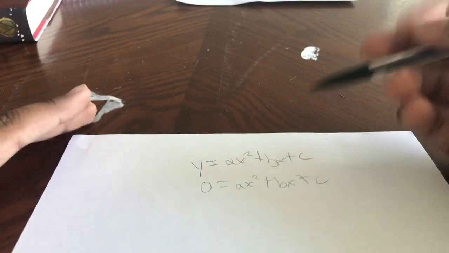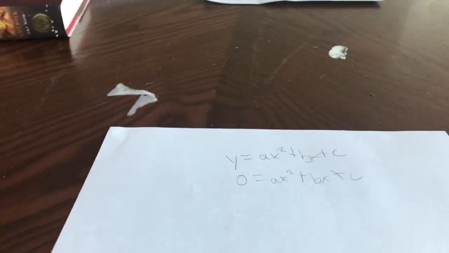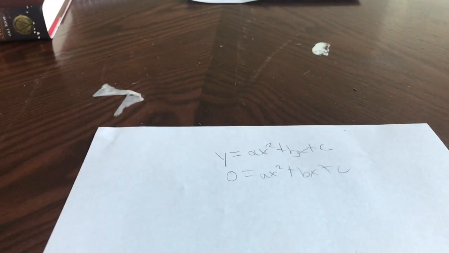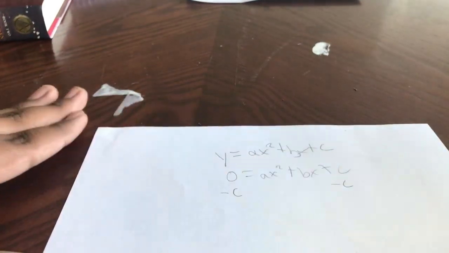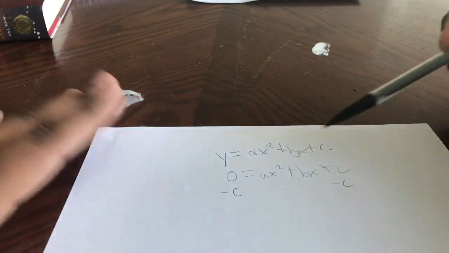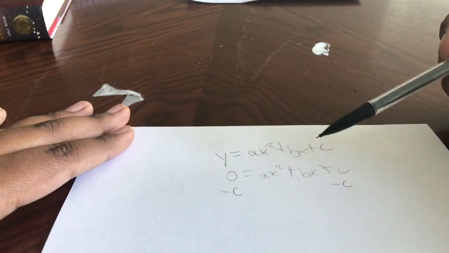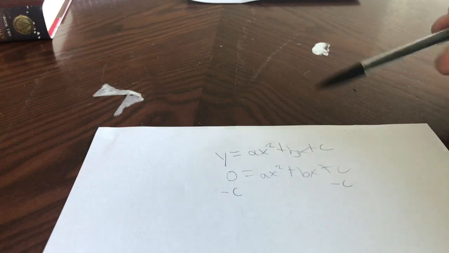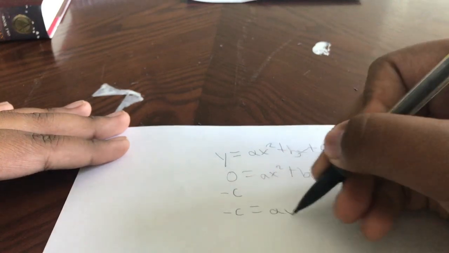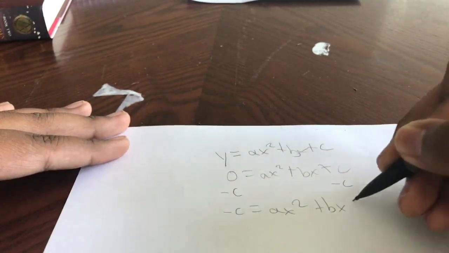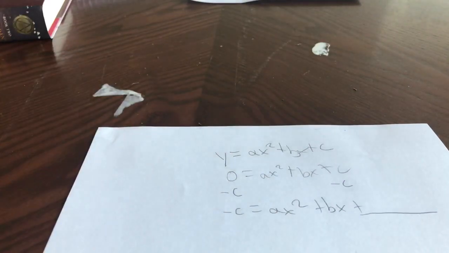Now, our next step, because what we're going to be doing is actually a method of factoring called completing the square. That's how we're going to start this out. So we'll subtract c from both sides because right now it's a whole mess and I'll explain that in a sec. But basically, we're going to subtract c from both sides. So you'll have negative c equals ax squared plus bx plus blank. Again, that's where we're going to add in something a bit later.